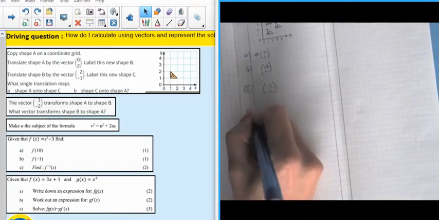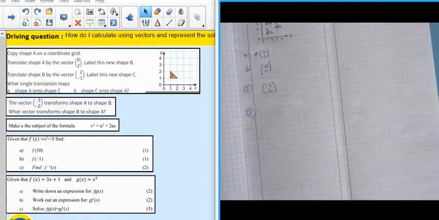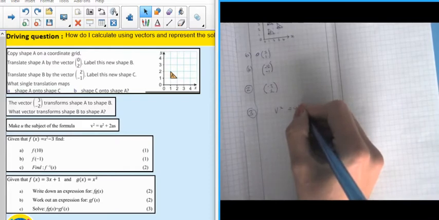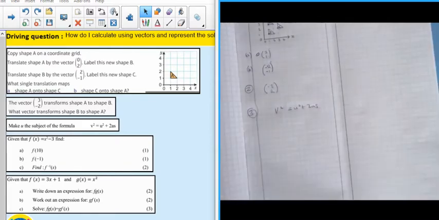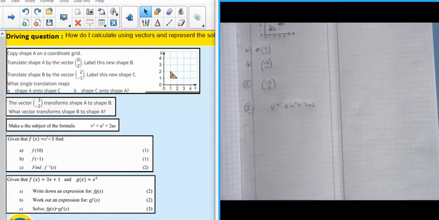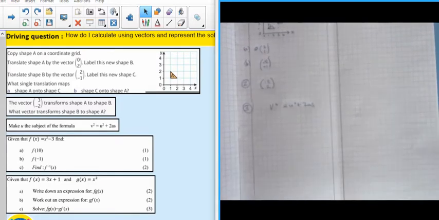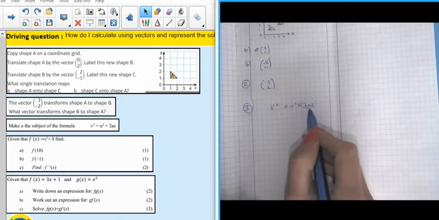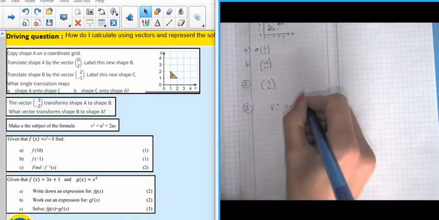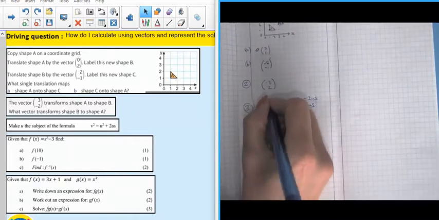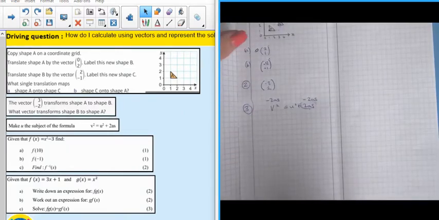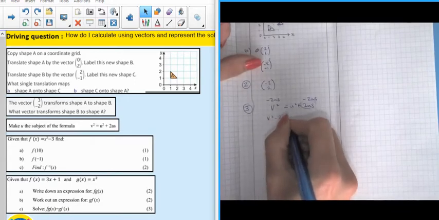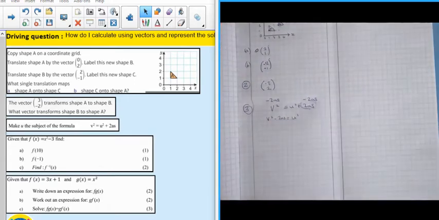Question 3. Make U the subject of the formula V squared equals U squared plus 2AS. So I want to make U the subject. First thing I'll do is I want to get rid of this bit here. So I'm going to do the inverse operations and I'm going to take away that term. I'm going to subtract 2AS from both sides. That leaves me with V squared minus 2AS equals U squared.